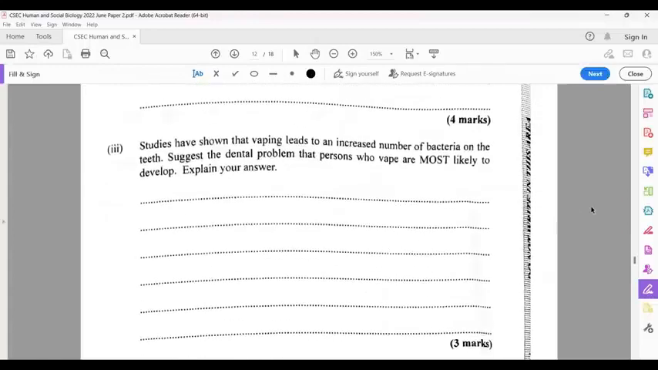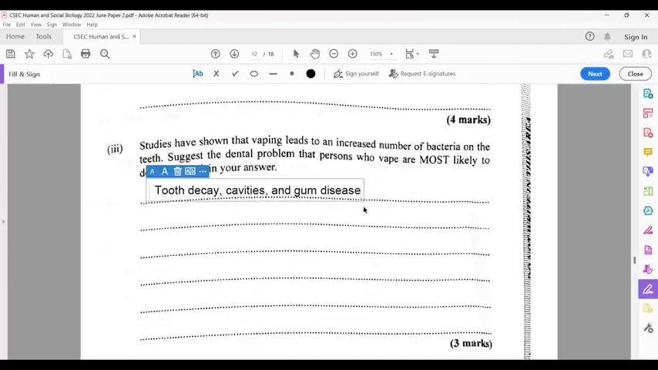Studies have shown that vaping leads to an increased number of bacteria on the teeth. Suggest the dental problems that persons who vape are most likely to develop. Explain your answer. So, one part with an explanation. Suggest the dental problems. We pick tooth decay, cavities, gum disease, and we pick it in order for a reason for the explanation. When you have tooth decay, you get cavities, which also lead to gum disease.